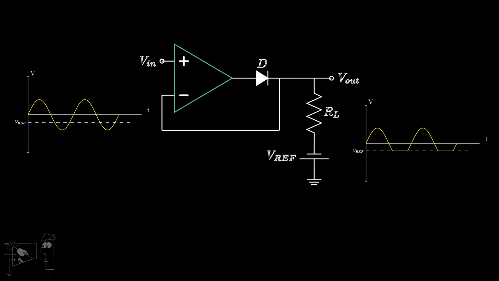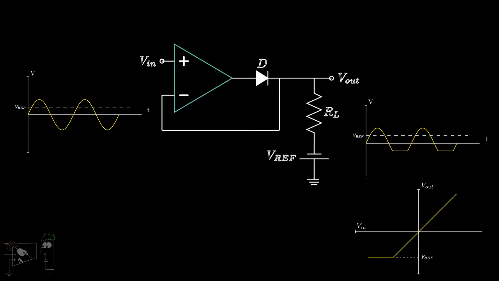The transfer characteristics of a negative clipper looks like this. If we change the value of the voltage source Vref, then the circuit clips the input signal at the respective voltage level.